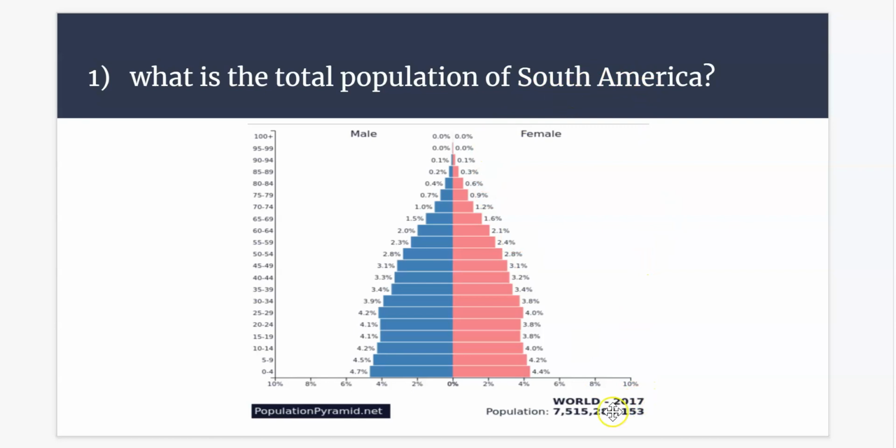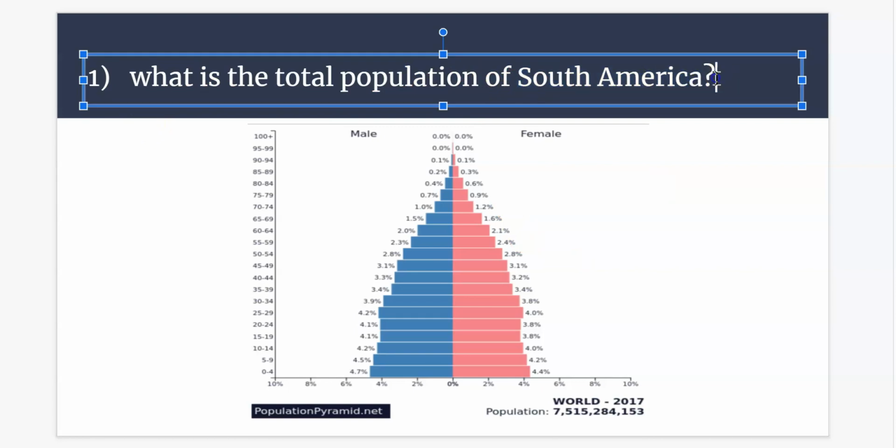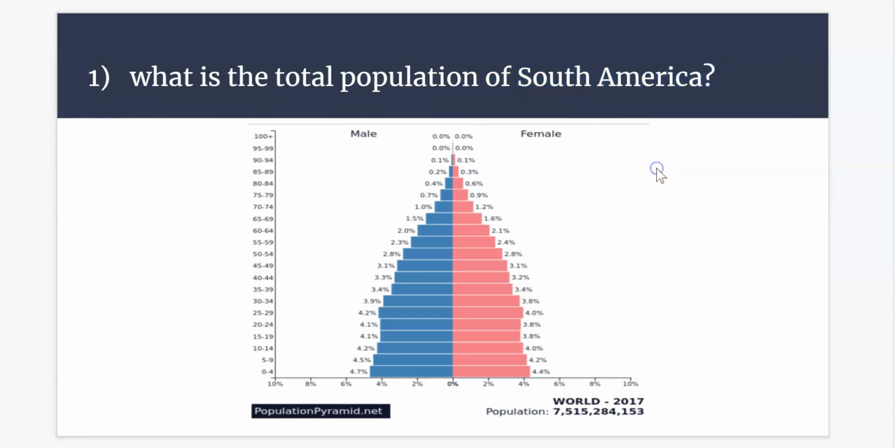Right now we're looking at the world one, so South America is going to be what is on your actual question, but this one is the population of the world. You would find the total population at the bottom, right? So if we were doing the total population of the world, you would write 7,515,284,153. You need to write it exactly like that with commas, so it marks it as correct. That's how you find that. So that's number one for your assignment.